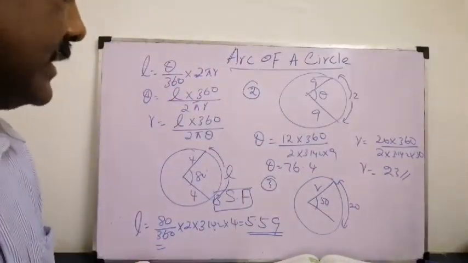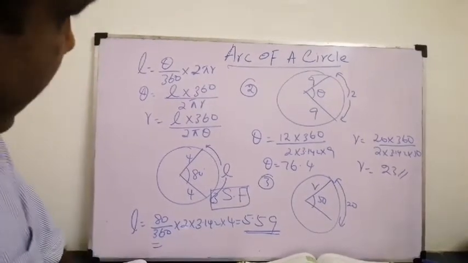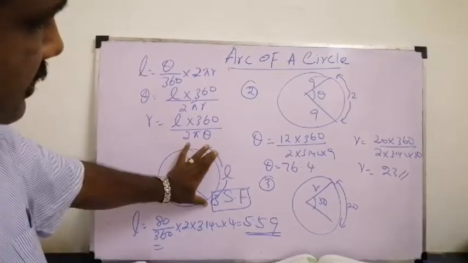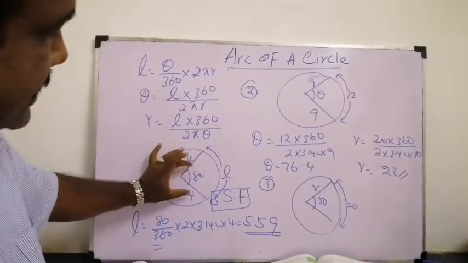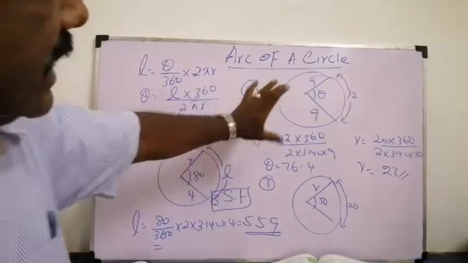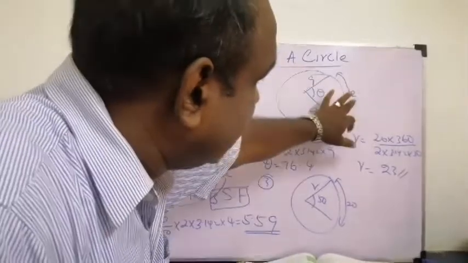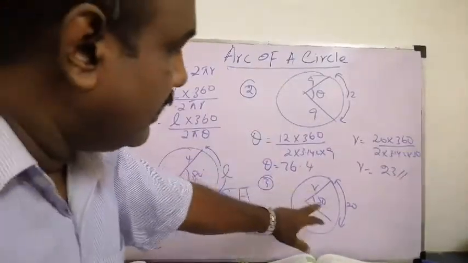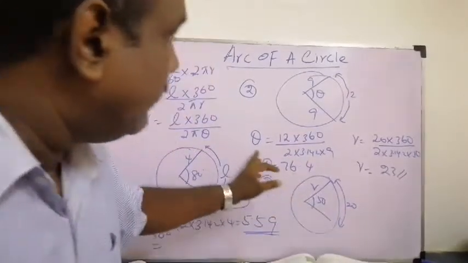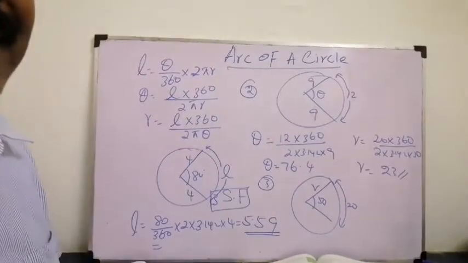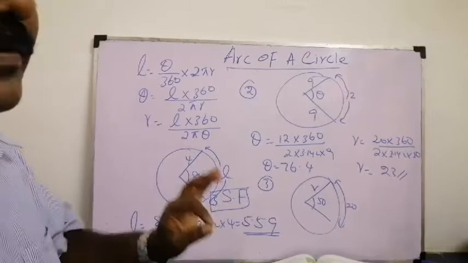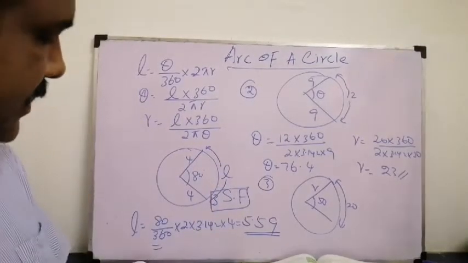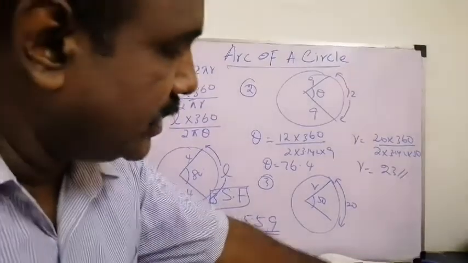So these are the 3 categories, you can see clearly. Either they can ask you to find the arc length, giving the radius and the angle, or second, they will give you the radius and the arc length, they will ask you the angle. Third, they will give you angle and the arc length, they will ask you the radius. These are the only 3 types of questions you can get. Other than that, there won't be any question in that.